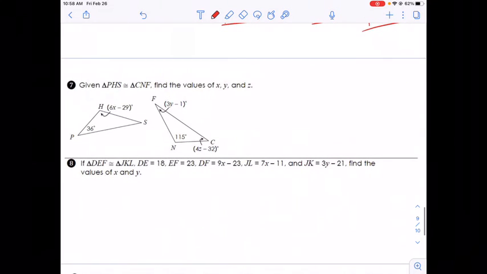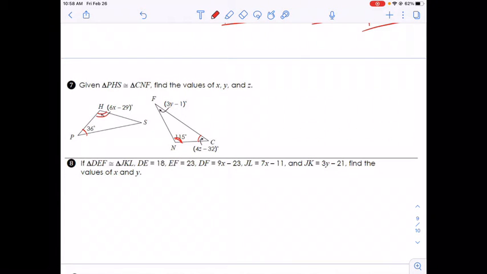All right, let's do the next one, number 7. Now we have angle measures, so we need to know which angles match up. So once again, like we did the last one here, we're going to match up P with C. So P, we're going to put one arc here. We're going to put 1 arc for C. H is our middle angle. We're going to put 2 here. And we need to see which one it matches up with, which is the middle over here, which is N.